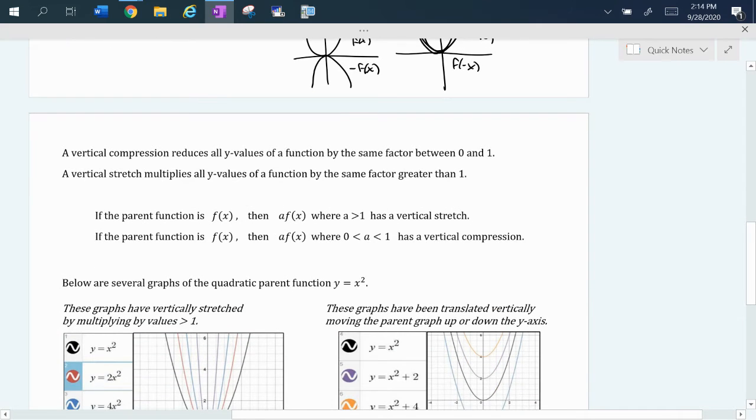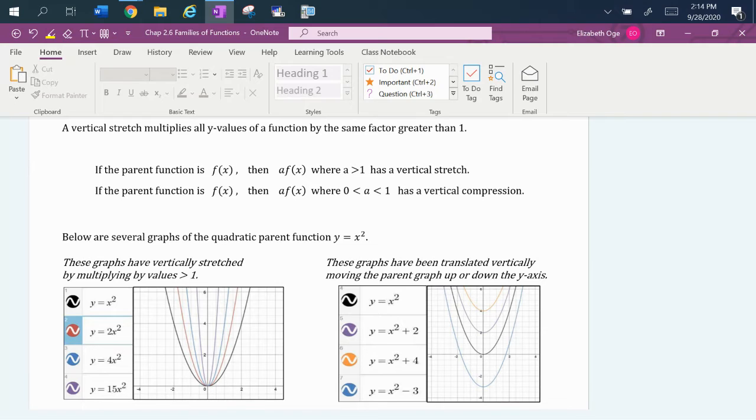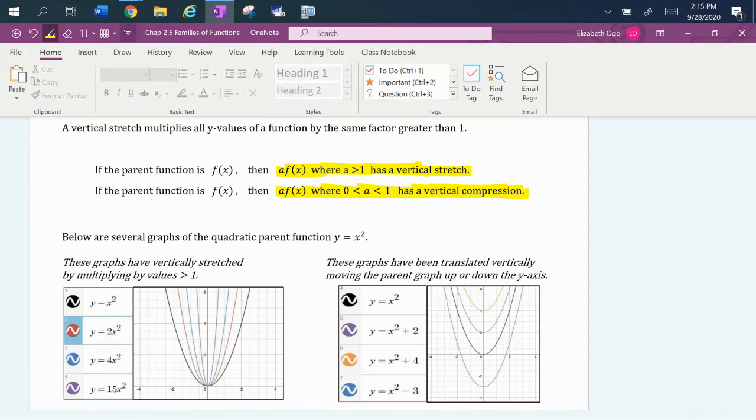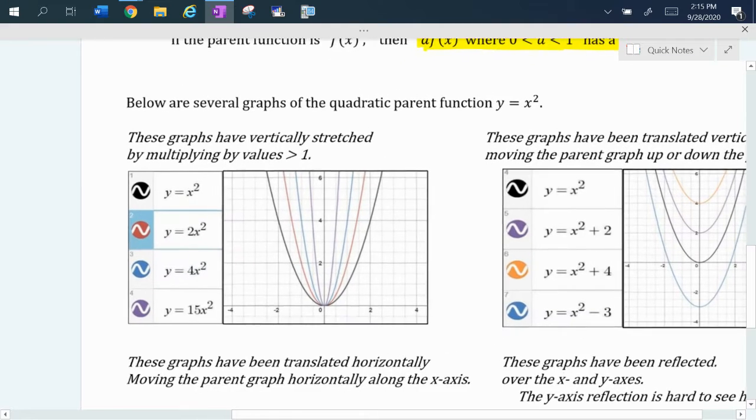Okay, and we can also talk about a compression or a stretch. So if we multiply our function by a number that's bigger than 1, then we have what's called a vertical stretch. And if we multiply our function by a number that's in between 0 and 1, then we have what's called a vertical compression. So for example, we can look at these graphs right here.